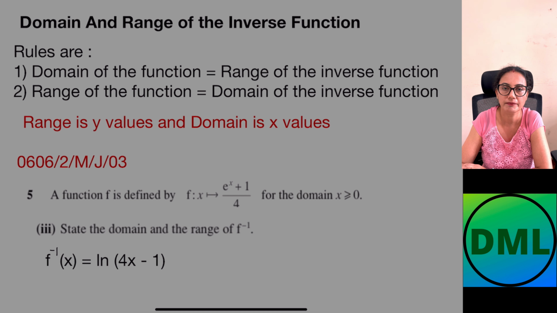I have picked the same example which I have done in the previous video. If you have not watched my previous video, please watch it. A function f is defined by f of x is equal to e to the power x plus 1 by 4 for the domain x is greater than or equal to 0. State the domain and range of f inverse. I need to state the domain and range of the inverse function.